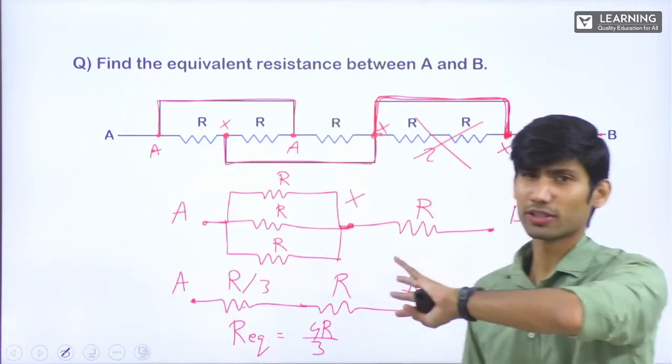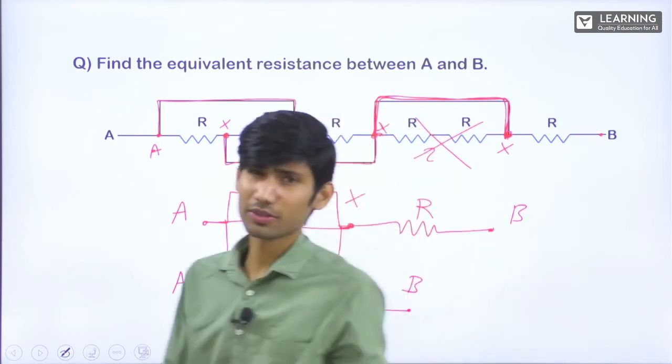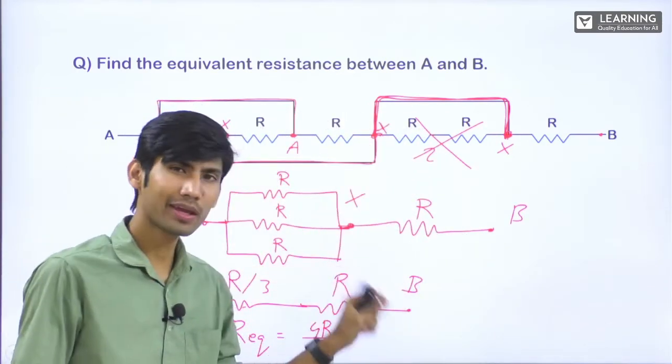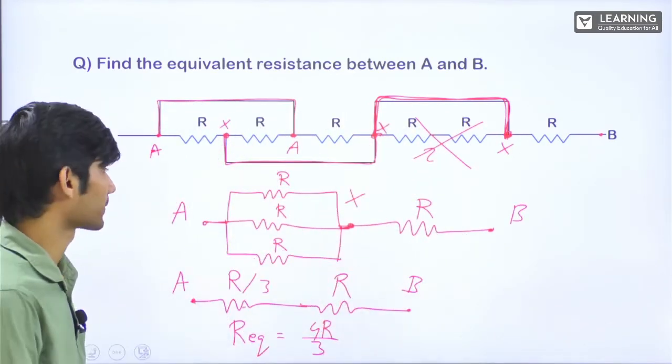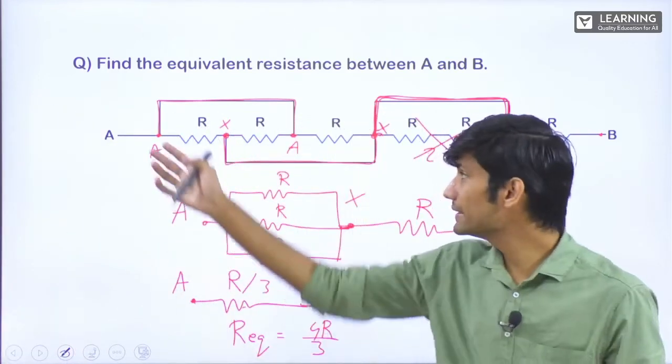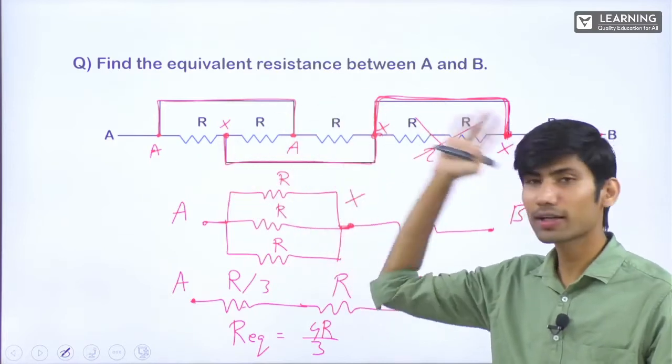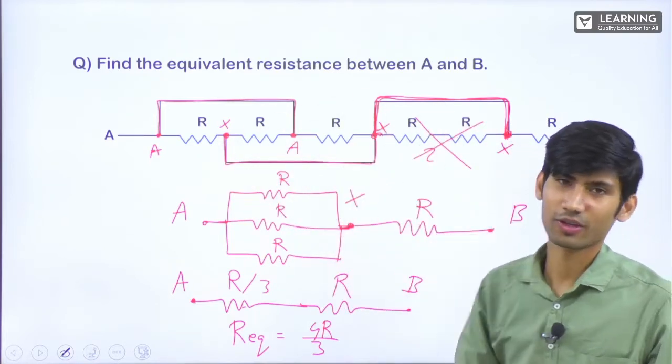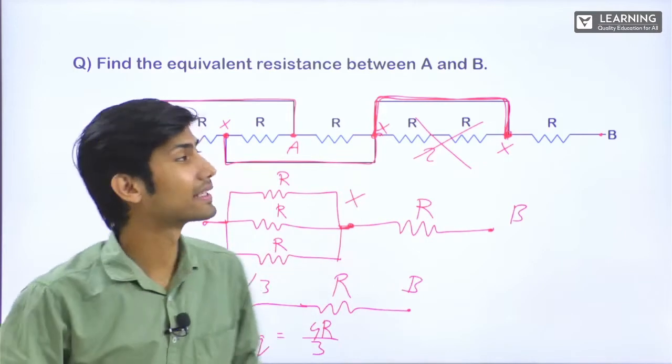Just understand the concept. If some calculation mistake happens in the middle, ignore that. The main point is to understand the concept. I hope now for all the potential type questions, you'll be able to do them if you see any circuit like this. All right. Let's move to the next type.